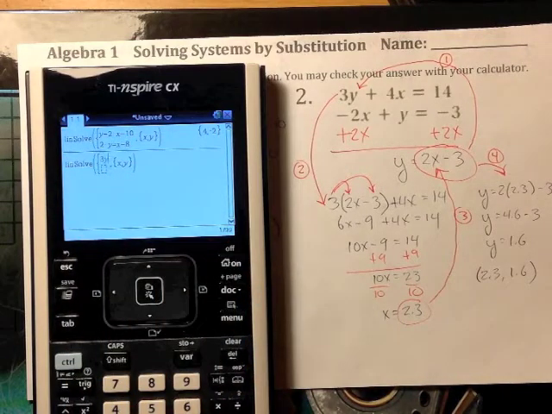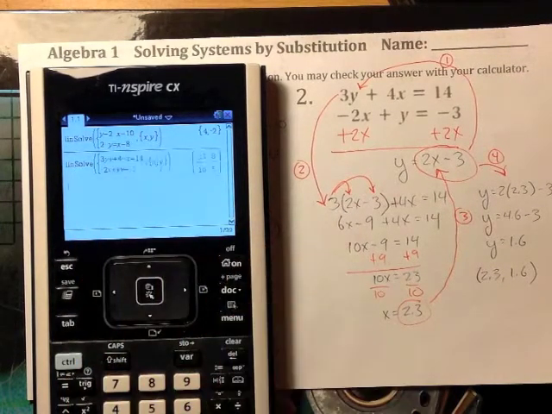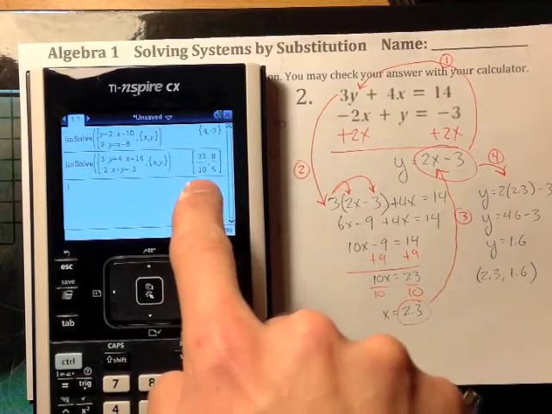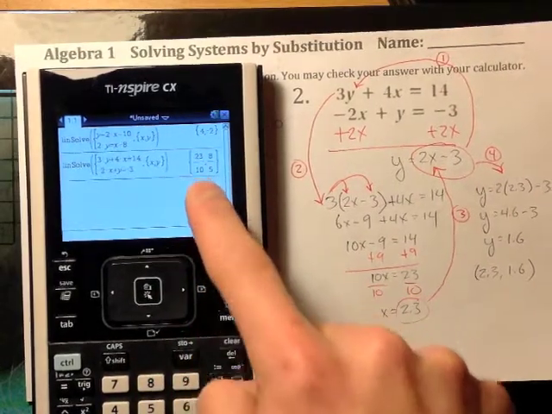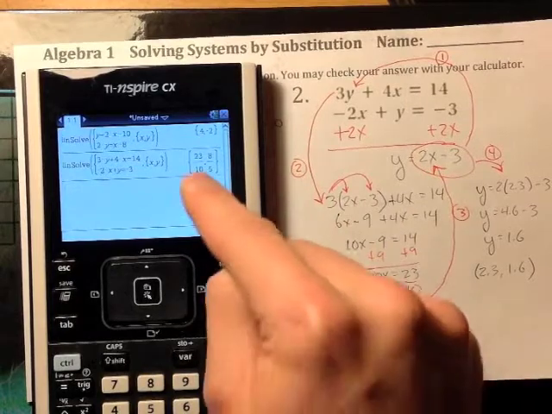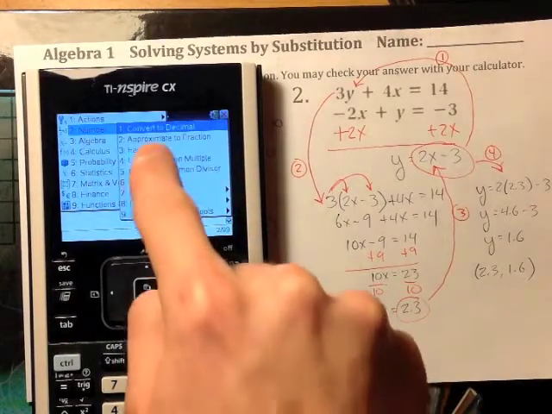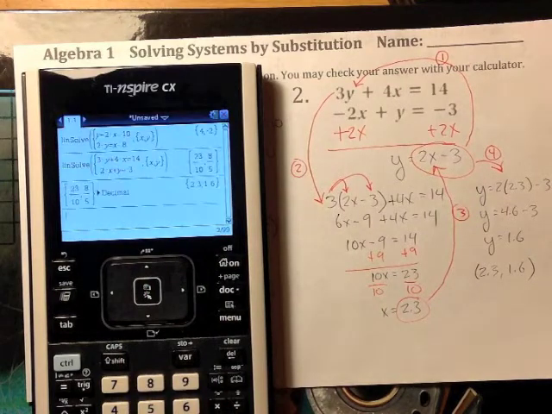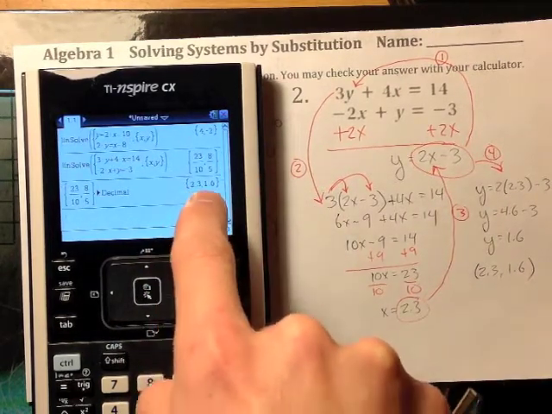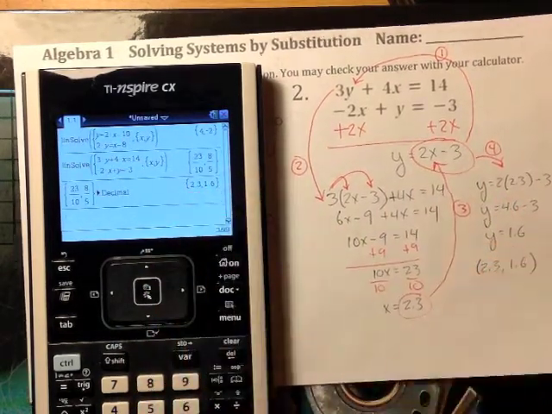3y plus 4 times x equals 14. Second equation is negative 2x plus y equals negative 3. Enter. And these are given to you as fractions. Let's see if I can convert these. Menu, number, convert to decimal. There you go. 2.3, comma 1.6. Exactly as we got over here.